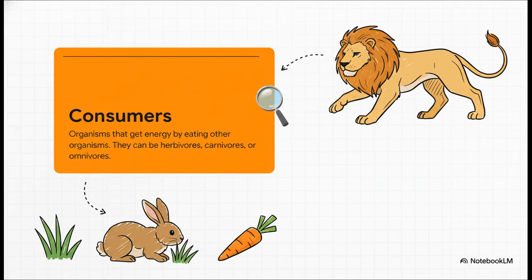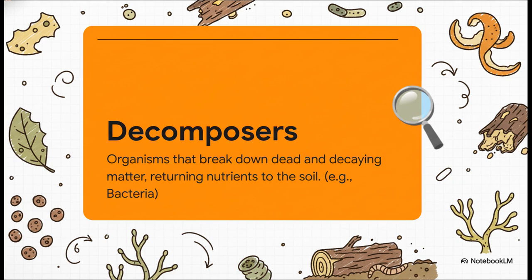Next, you've got the consumers. They can't make their own food, so they've got to get their energy by eating other living things. This group covers everybody, from the plant-eating herbivores all the way up to the meat-eating carnivores. And finally, we get to the unsung heroes of this whole operation, the cleanup crew, the decomposers. These are the tiny recyclers, things like bacteria and fungi, whose entire job is to break down all the dead stuff and waste.